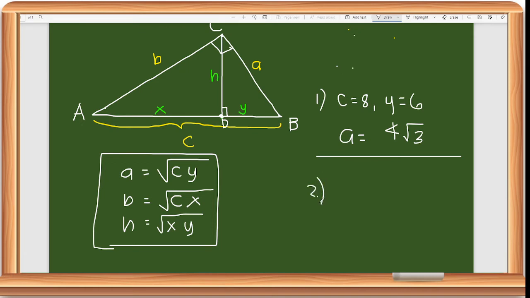If you have any question, tanungin nyo lang ako. Baka magtatanong kayo, ma'am, bakit naging ganyan yung answer? Mamaya, i-question nyo ako. Now, if X is equal to 6 and C is equal to 12, what is your B? Okay, what is your B?